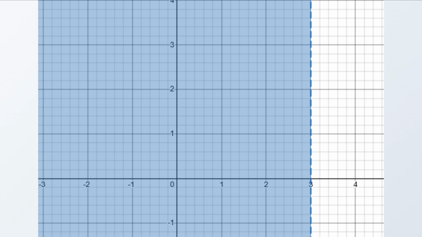And here it is, the vertical dashed line at x equals 3 with everything to its left shaded. This represents all points where the x-coordinate is less than 3, regardless of the y value.